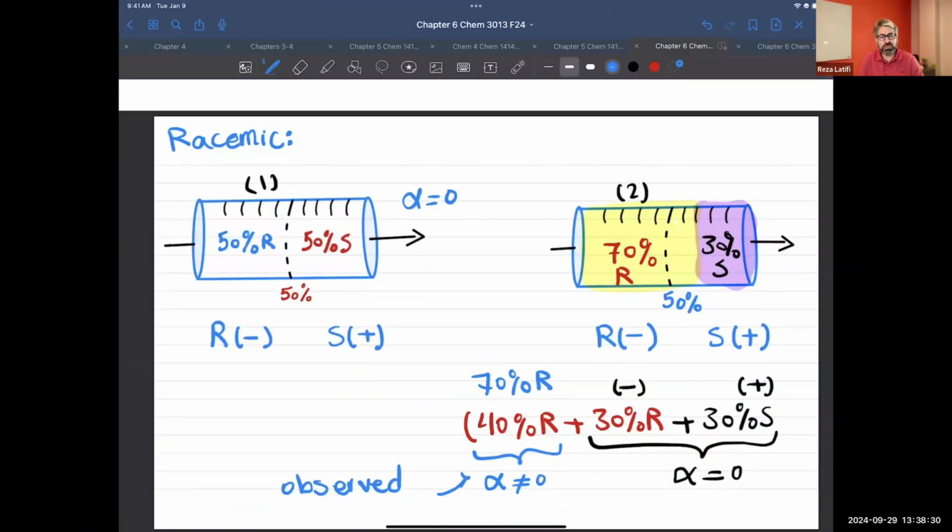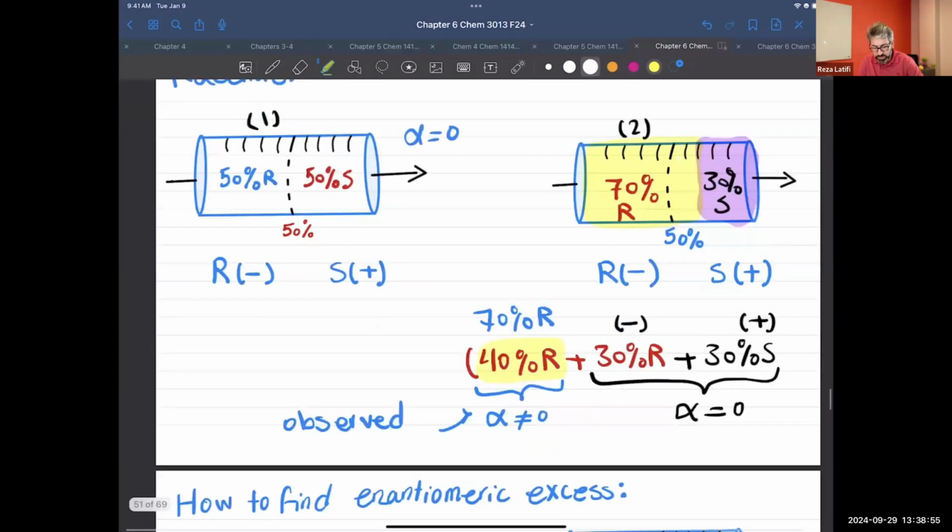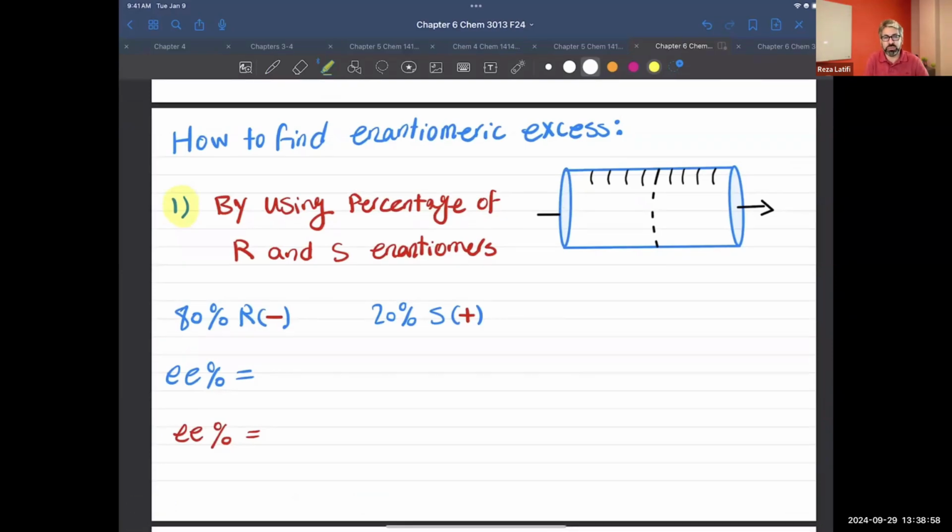Welcome back. So last time I stopped here and I said if we have 50-50% from R and S, they will cancel each other. If you have 70 plus 30, and we said 30% from R, it will be canceled by 30% from S, and that's going to give you rotation equal to 0. And the one that is responsible for the rotation is going to be the 40%, whatever is left from R. Okay, now I'm going to show you 3 different ways to find the enantiomeric axis.